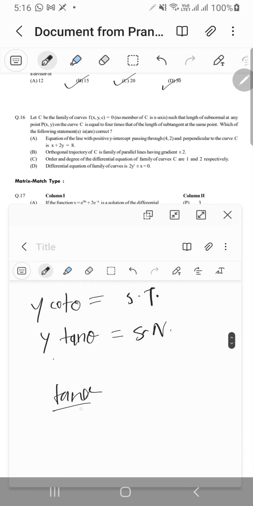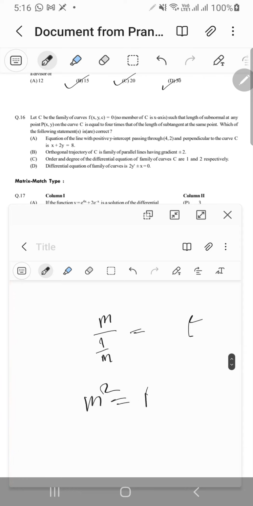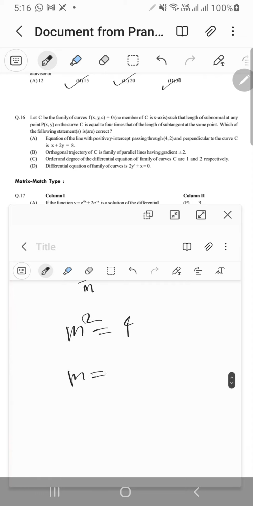So tan theta upon cot theta, or tan theta is really just m. So m upon 1 upon m is 4. So m squared equal to 4. Cool. Okay, and this is at any point. Wow, that's something. So m is 2 or minus 2. That's weird, because what that means is the slope is a constant. Of course, that's all it could mean, really. So yeah, slope is constant.